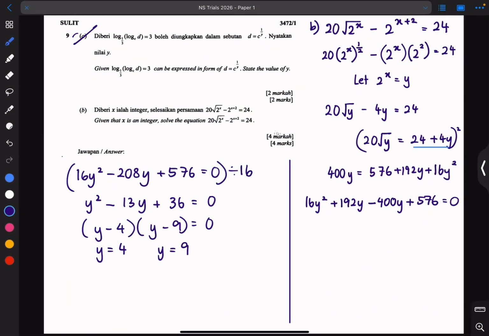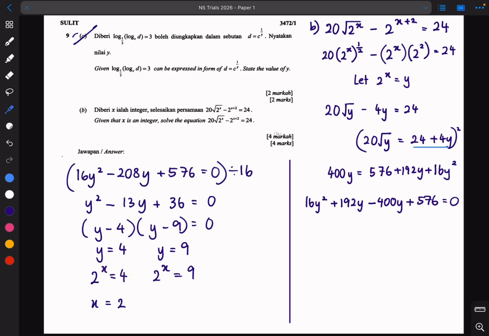Okay, so now we can put this back. The y was just a temporary alphabet for us to solve easily. So you can put the 2 to the power of x back. So 2 to the power of x equals 4, 2 to the power of x equals 9. So here x will become 2. Okay, 4 is 2 squared. So x is 2.